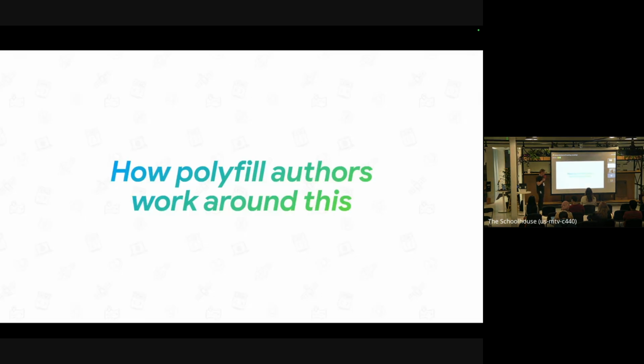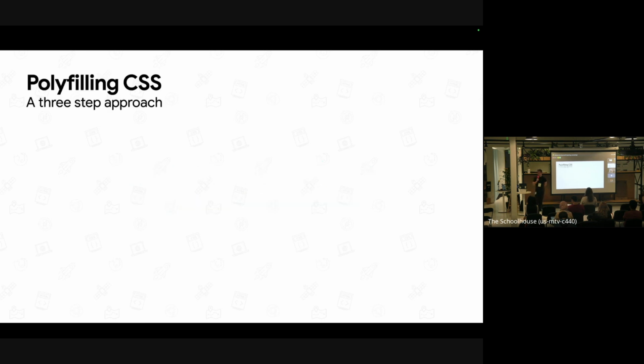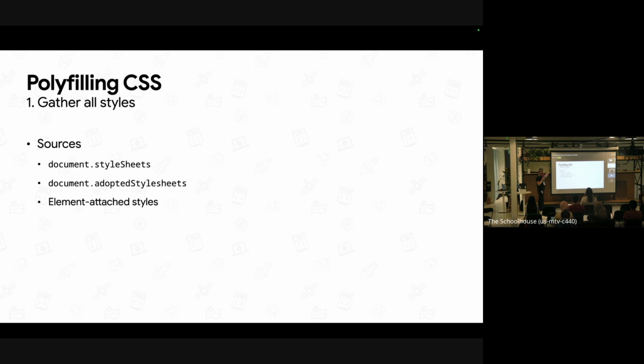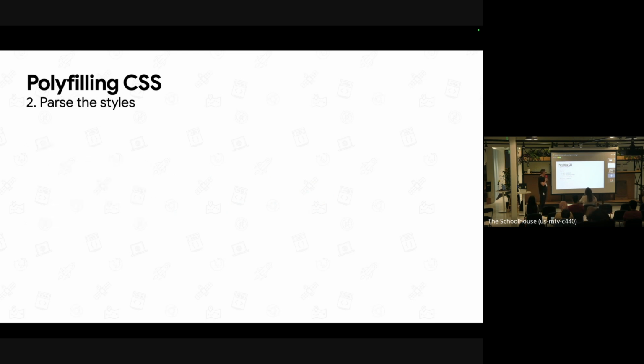As the author of a polyfill, it's a three-step approach. It looks very simple, but it's very, very complicated. You gather all the styles, you parse all the styles, and you apply the styles. Easy, right? Not exactly. Gathering all the styles: you need to read your styles from various sources. Document style sheets, adopted style sheets, also element-attached styles. So you basically need to get into your markup as well if you want to do it really properly. You need to watch out for mutations, of course, because new style sheets can be dynamically injected, adopted style sheets can change, and element-attached styles can also change.